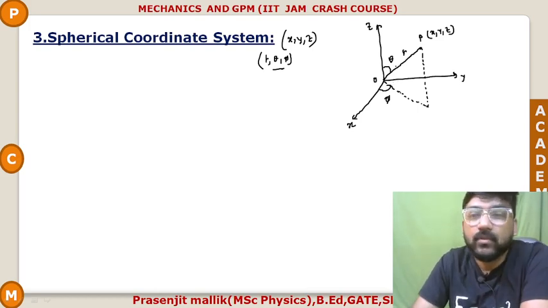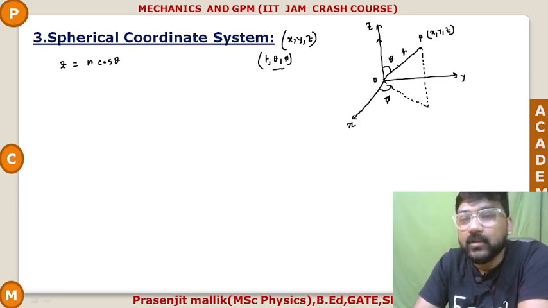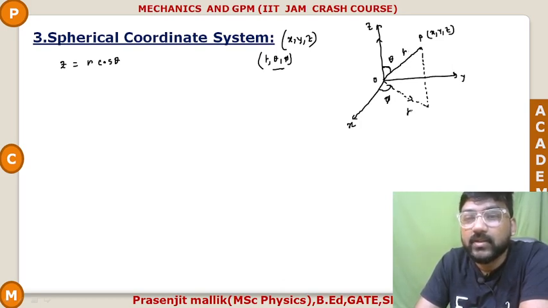So what is your conversion formula? You can see simply z is equal to r cos theta. First let me write z, this is very easy: z is equal to r cos theta. And if you see the component of r along this direction, this is the projection of r along here. If this angle is theta, then this is 90 minus theta, so it will be r sin theta. And what will be the component of r sin theta along the y axis and along the x axis? Along the x axis it will be r sin theta cos phi, and along the y axis it is just r sin theta sin phi.